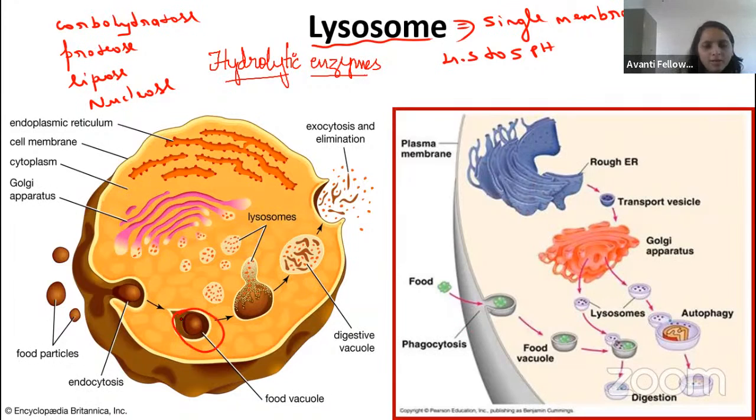It may also be a food vacuole. When it engulfs the bacteria, we call it a phagosome. After engulfing the bacteria, it will fuse with the lysosome. Then we call it a phagolysosome. Obviously, when the lysosome fuses with it, with its acidic pH and all the hydrolytic enzymes, it will break down the proteins and the lipids present in the bacteria.